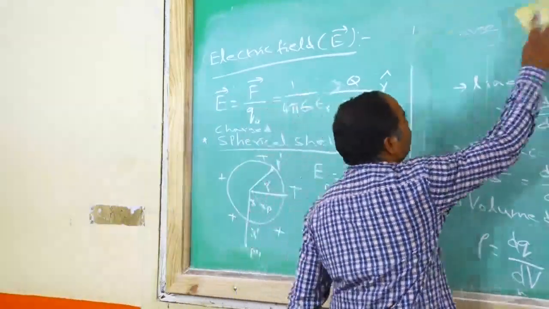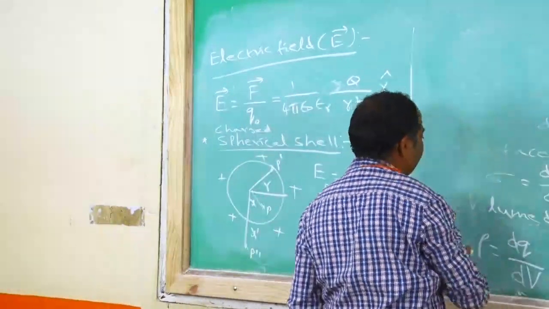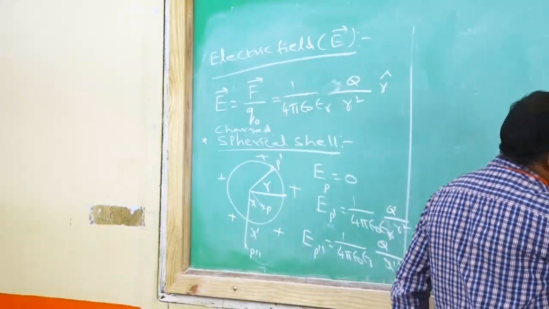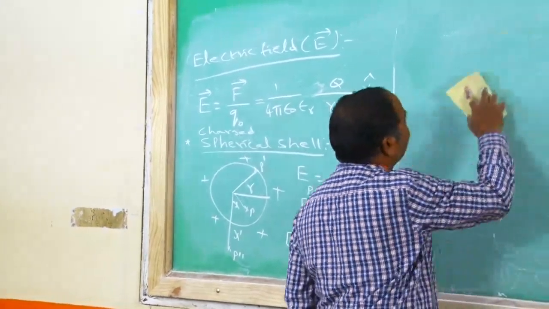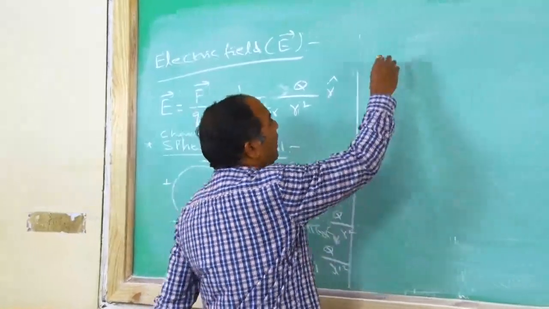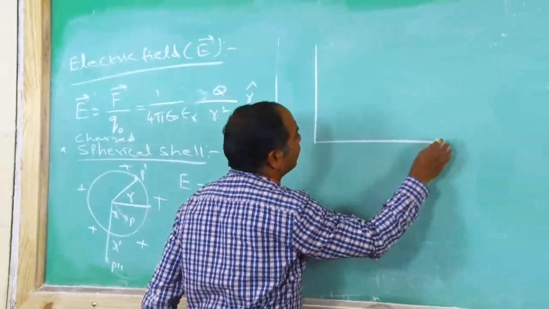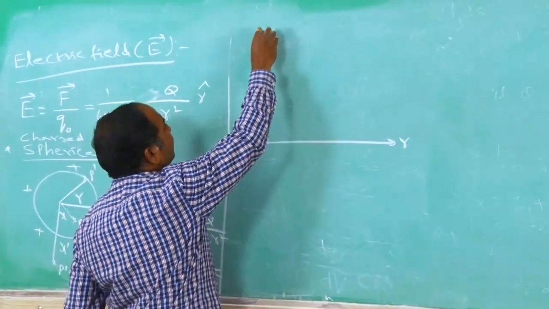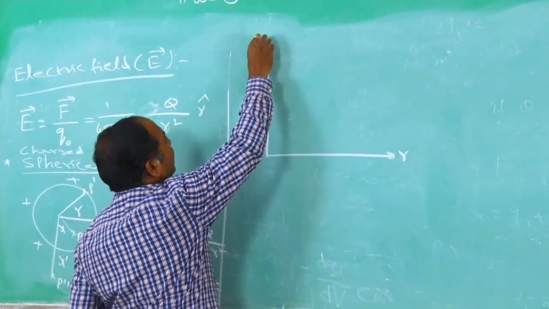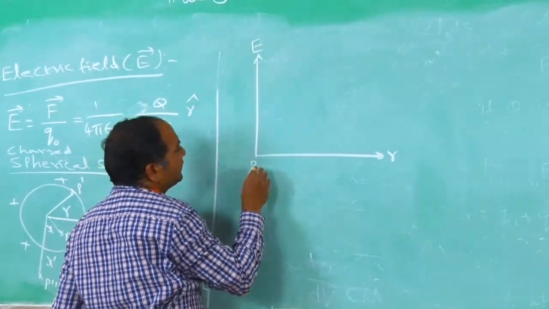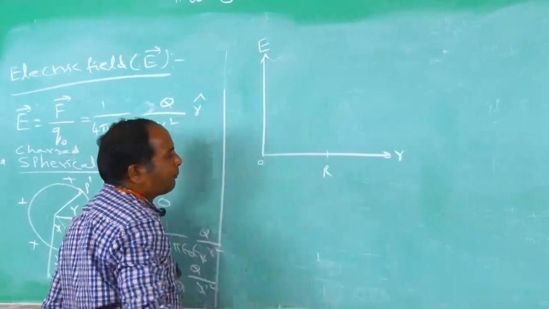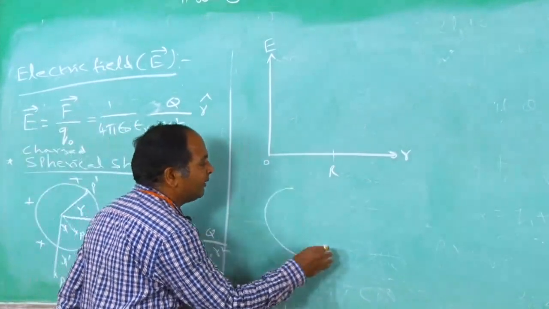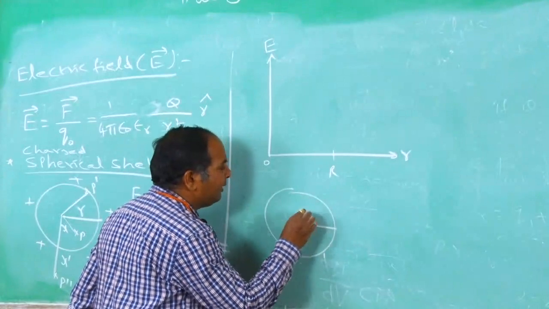So if you plot a graph between the electric field and distance for the spherical shell, we may get it like this. Suppose on the x-axis you consider distance, and on the y-axis the electric field. This is the origin, and capital R is considered the radius of the sphere.